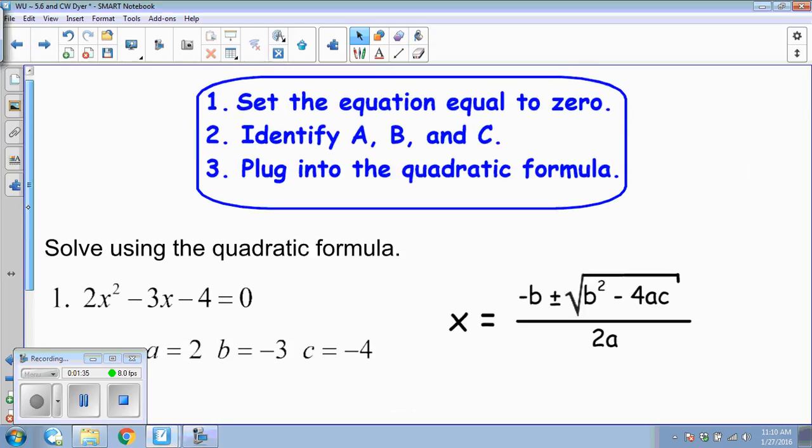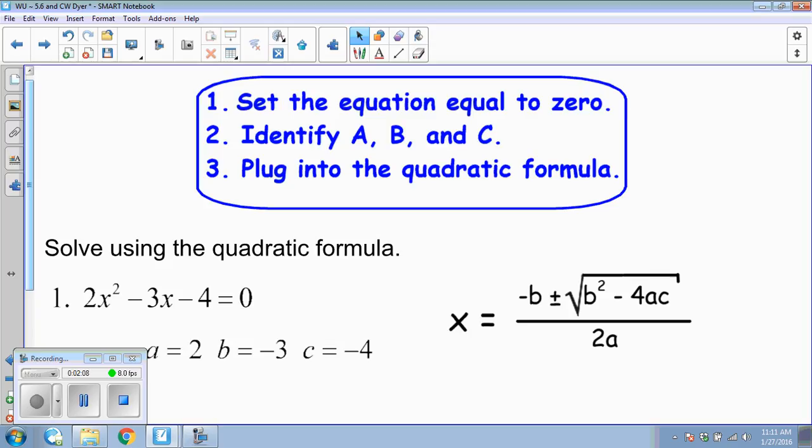Now, whenever we use the quadratic formula, your equation always has to be set equal to 0. This is different than when we completed the square. When you complete the square, you want it equal to your constant, right? But when we use the quadratic formula, it has to be set equal to 0 because you have to identify a, b, and c. And you can't do that unless it's in standard form, ax squared plus bx plus c. Okay? It has to be in standard form for you to pick out a, b, and c.